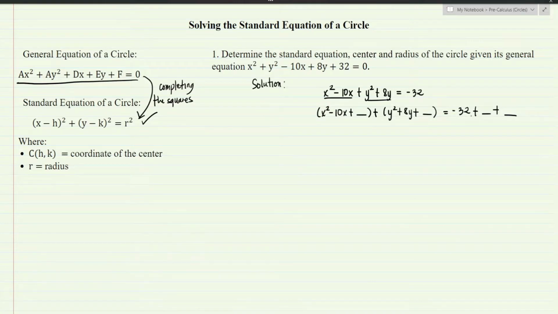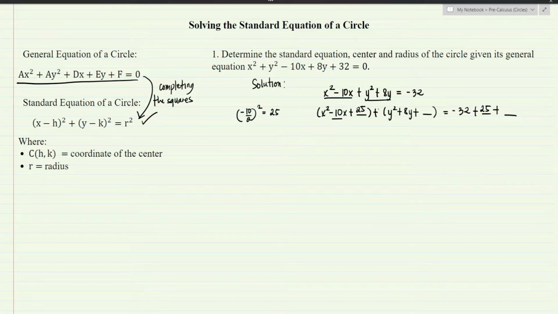Now to solve for the constant terms here, for the first quadratic, what we will do is take the coefficient of the middle term, that is negative 10, divide it by 2, then square its answer. So I will have here negative 10 over 2 is negative 5. Negative 5 squared would be positive 25. So I will place here positive 25 on the left side and also positive 25 on the right side.